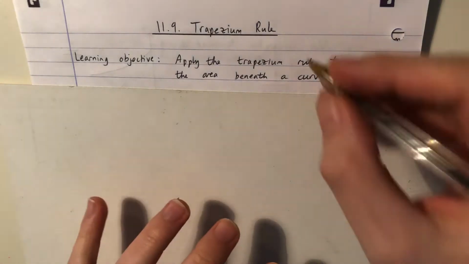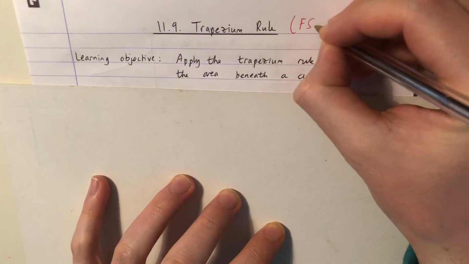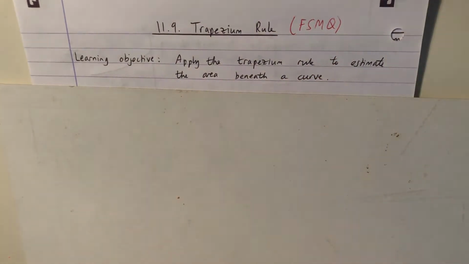It's also a topic which was studied by some of you in the FSMQ. We actually did this in the FSMQ last year, if you were in my class, and it is not too bad. Okay, so the learning objective is to apply the trapezium rule to estimate the area beneath a curve.